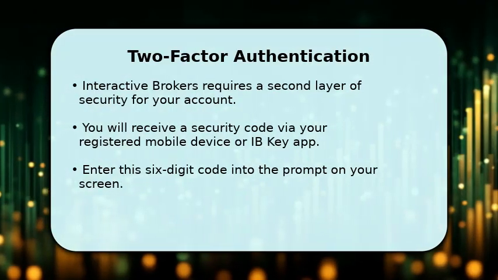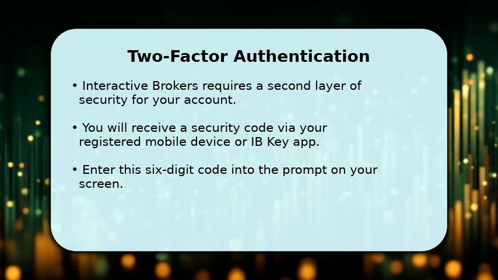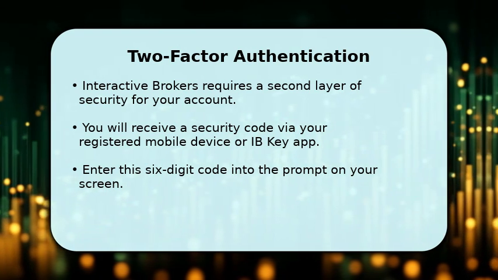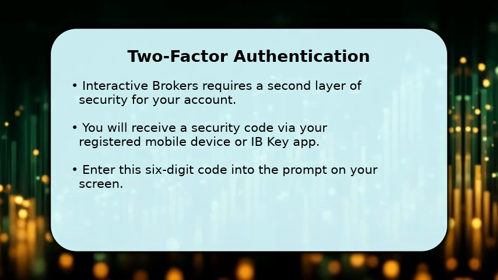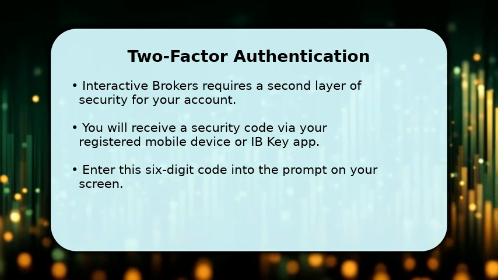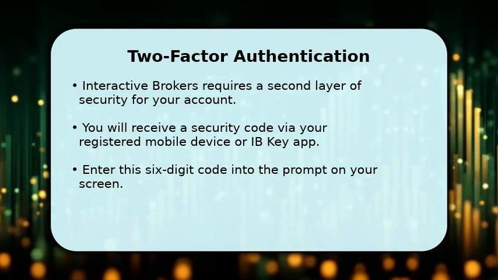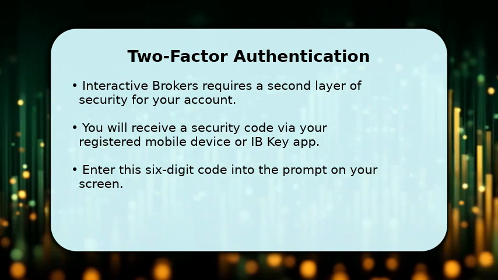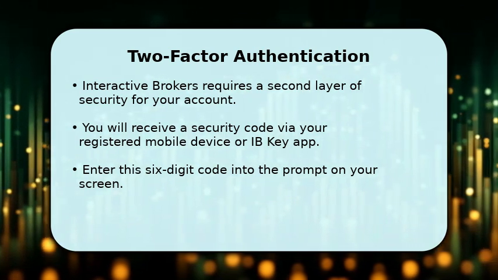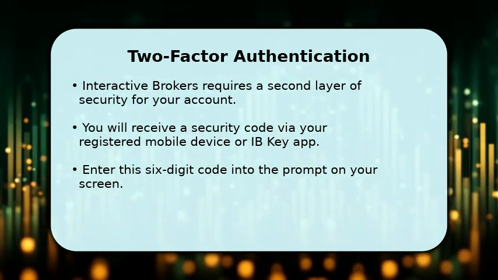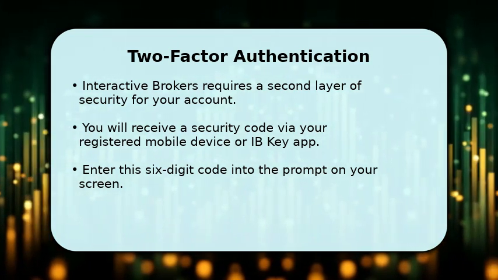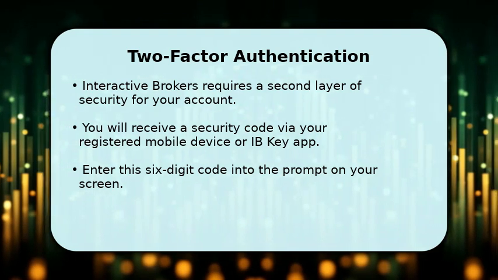After entering your username and password, you will encounter the two-factor authentication step. Interactive Brokers uses this crucial security measure to protect your account. You will receive a unique, time-sensitive security code, typically a 6-digit number, either through your registered mobile device via SMS or directly within the IB-Key mobile application. Simply enter this code into the designated field on your screen to verify your identity and complete the login process. This adds a vital layer of protection.